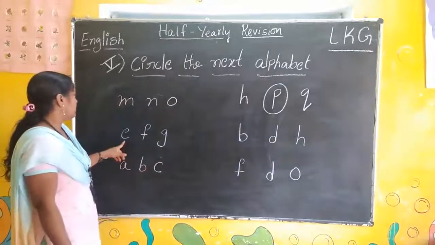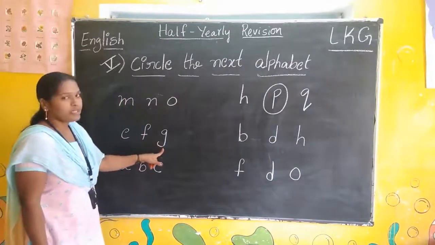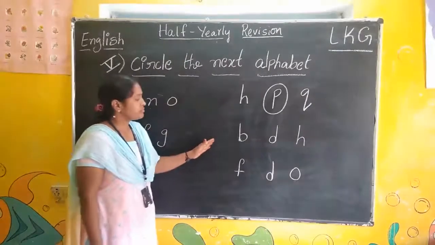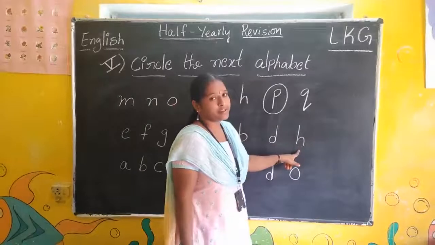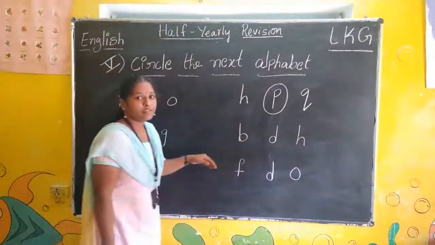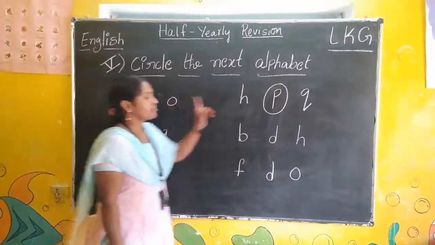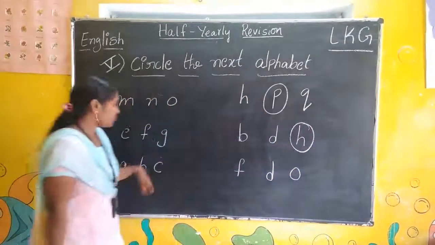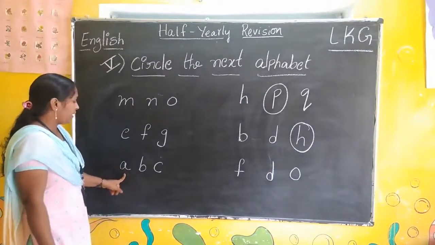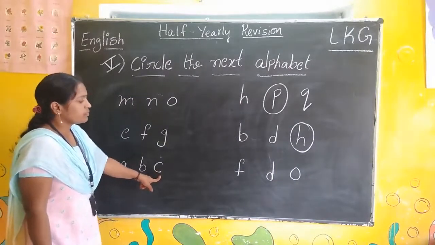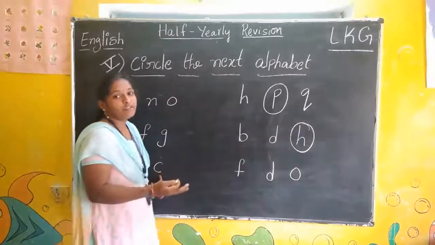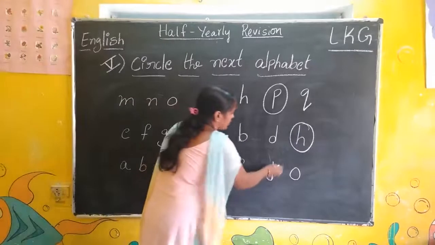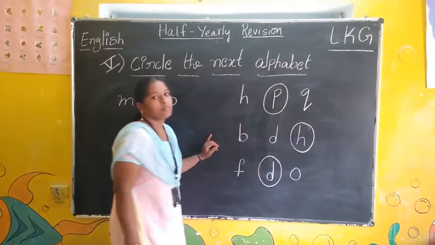Now, next one. E, F, G. What is the next after G? B, D, H. What is the next alphabet after G? H. Come on, circle, children. Now, next. A, B, C. What is the next alphabet after C? D. Okay. Come on, circle. Okay, children.